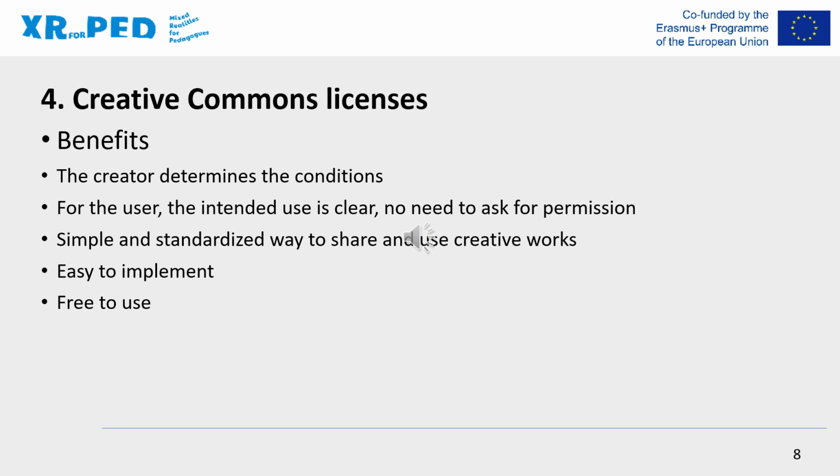You, as a creator, can determine the conditions for the copyright license, and for the user of your work, the intended use is clear. There is no need to ask you, as the author, for permission. It is a simple and standardized way to share and use creative works. It's easy to add a Creative Commons license to your work, and it's also easy to interpret the meaning of a Creative Commons license assigned to some other's work. And finally, the Creative Commons license system is free to use.